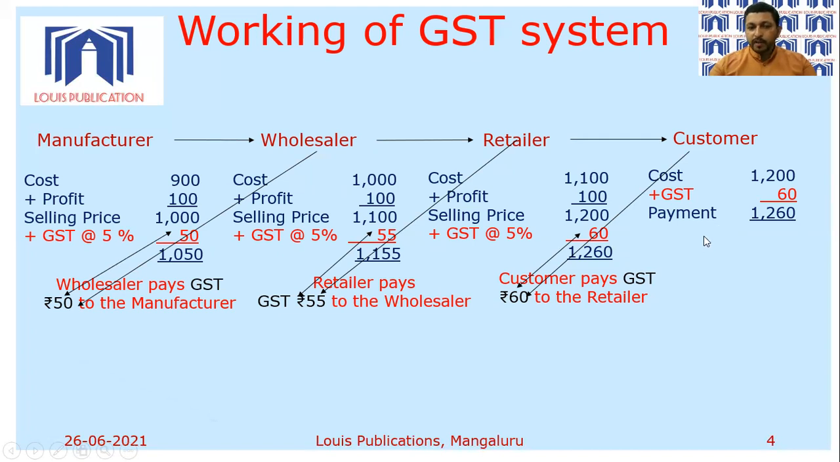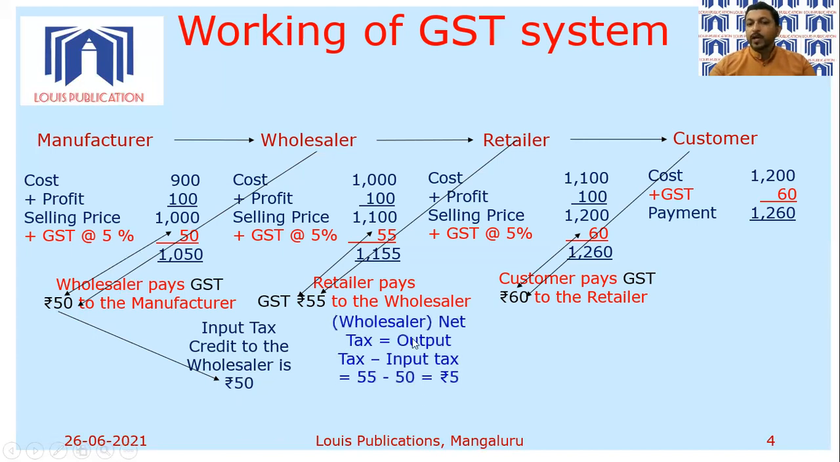Then moving further now, very, very important. I mentioned earlier, this 50 rupees which the wholesaler has already paid to the manufacturer. The wholesaler has paid 50 rupees to the manufacturer. That 50 rupees becomes input tax to the wholesaler. So input tax credit to the wholesaler is rupees 50. So input tax available for credit from the wholesaler's point of view is rupees 50.